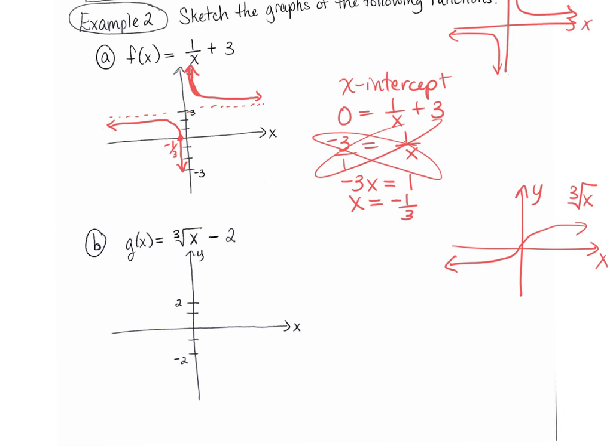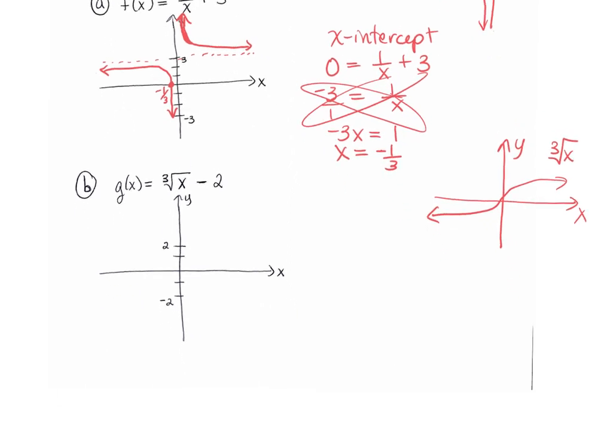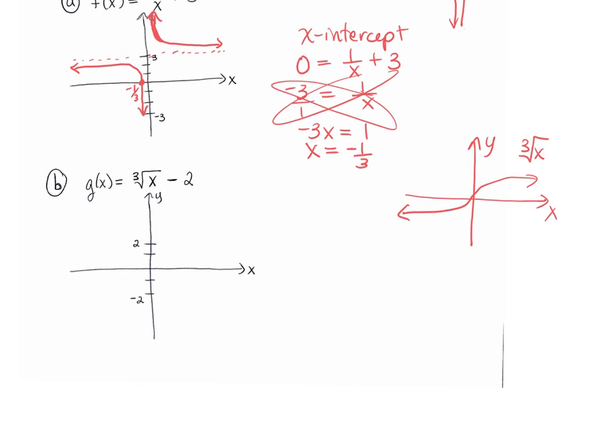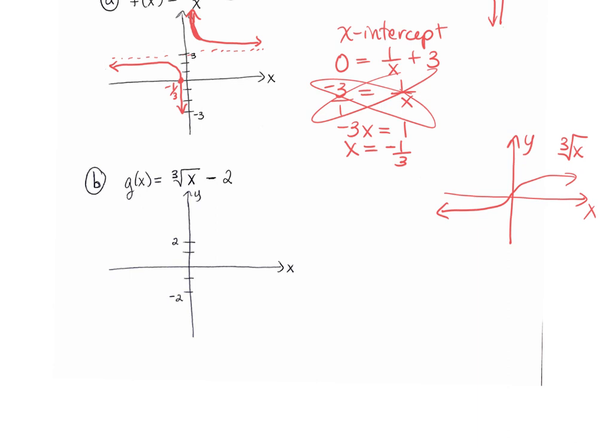This is not your cube root of x minus 2. Sorry, cube root of x minus 2. So here you take the cube root of x and you do what? Shift it downward. Shift it down how many? 2. So it's a vertical shift, yes, down. So it does have an x and a y intercept. That's what you had to check.